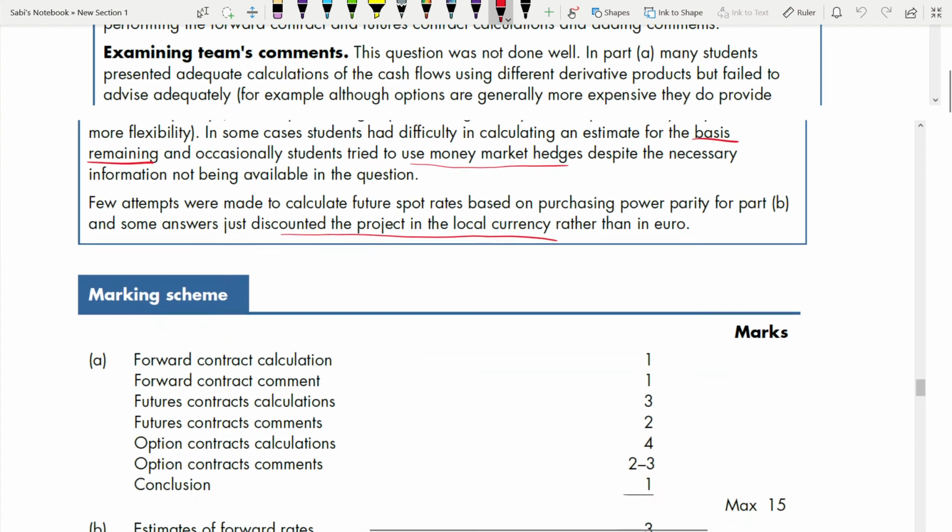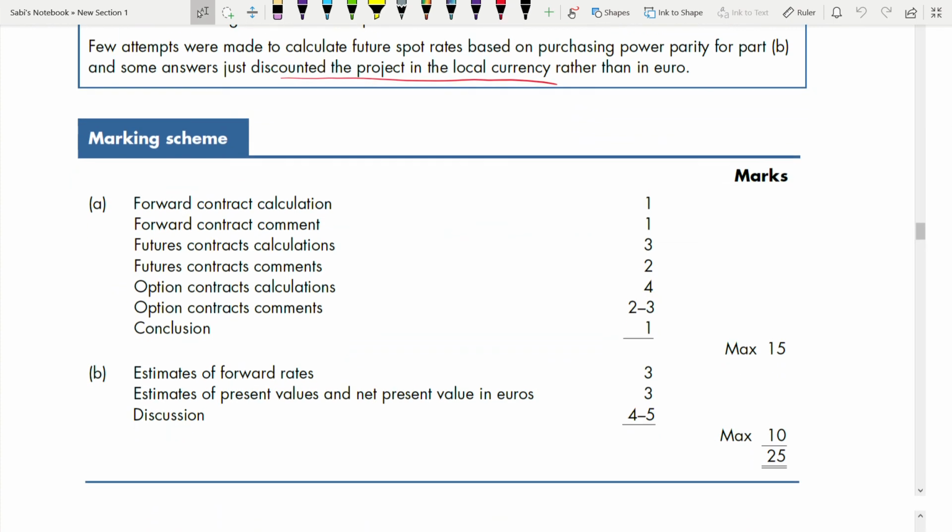Now let's go to the marking scheme. Okay. Forward contract 1 mark. Calculation 1 mark, comment 1 mark. Future 3 marks, because of course we have to find basis, rates, closing future price. A lot of things is in the future. Future contract comment also 2 marks. Option contract calculation is 4 marks. Okay, because that is 2 exercise prices, no, that's why. Then comes option contract comments 2 to 3 marks.